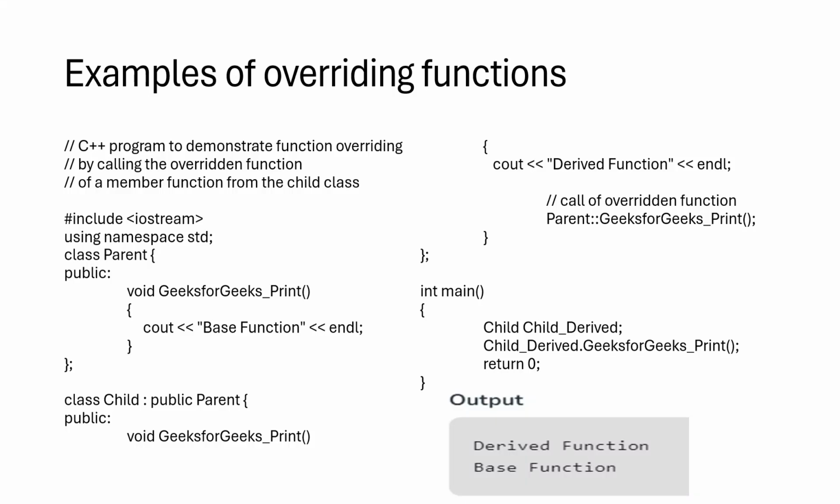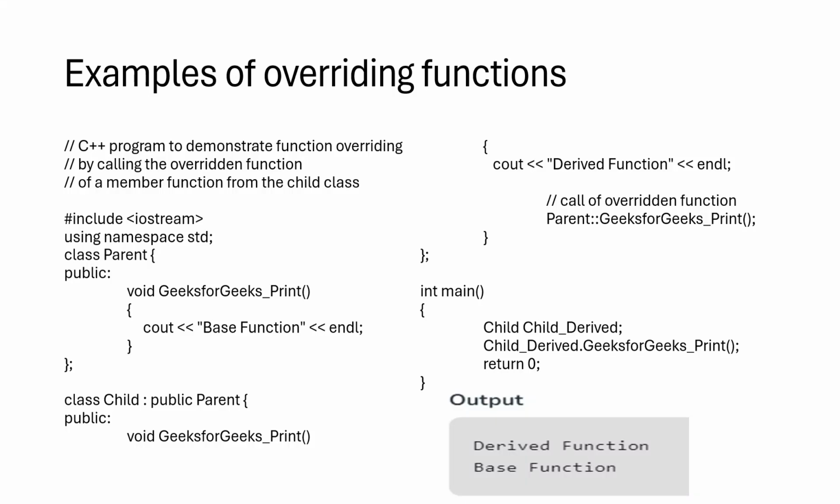This program has an overriding function. In the main function we create an object of the class child, named child derived, and call print. It prints only the derived function because this print and this print are overridden. What is in the base class is overridden by the derived class, so only the function defined in the derived class is executed and printed. If we need to print the base class output, we have to give the class name parent, then the scope operator, then the function name. Unless we give this line, we can't print the base function.